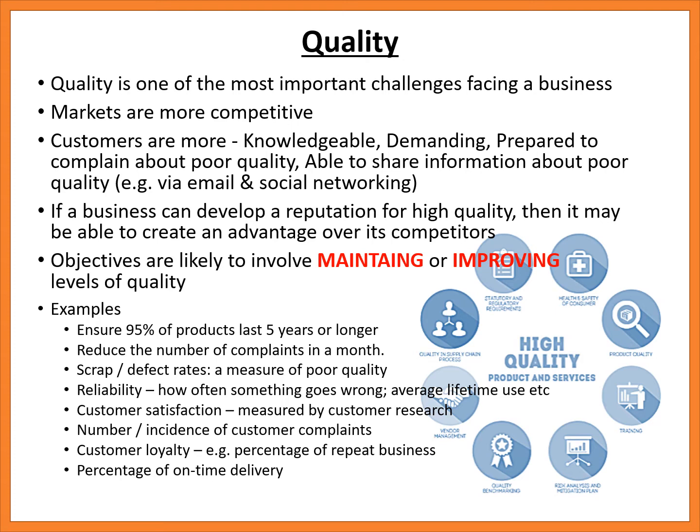Objectives are likely to involve maintaining or improving levels of quality. For example, it could be 95% of products last 5 years or longer, depending on what the product actually is. Reduce the number of complaints in a month. How reliable it is, how often something goes wrong, like the average lifetime use. What level of customer satisfaction there is, and customer loyalty, so how much of your company is repeat business. These are all factors that play through quality.